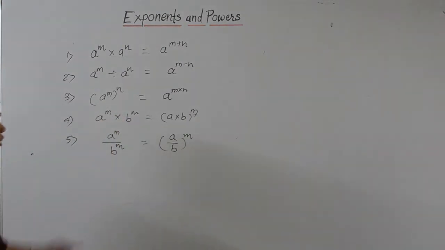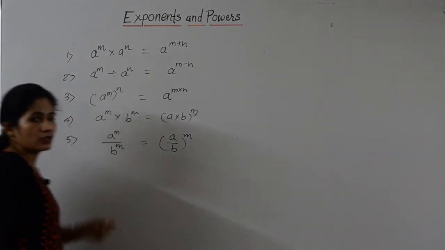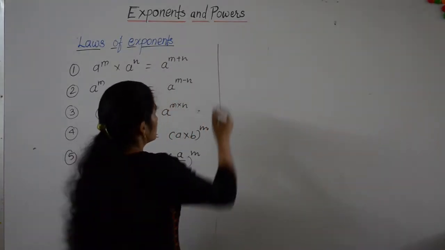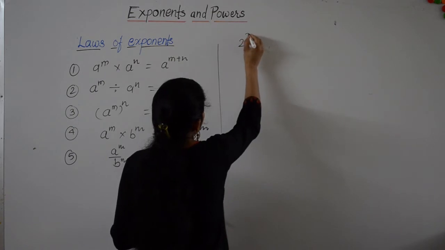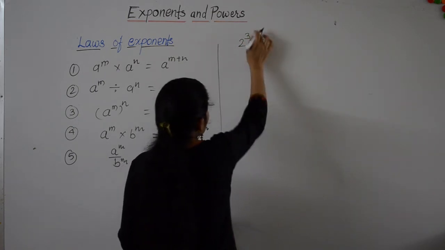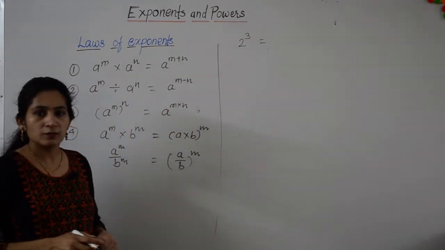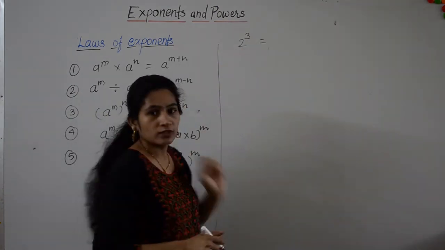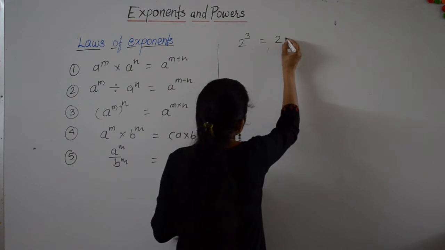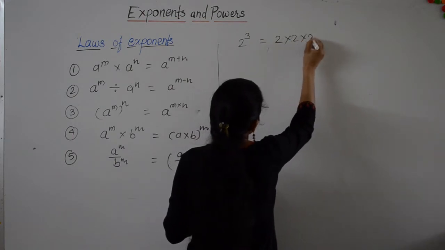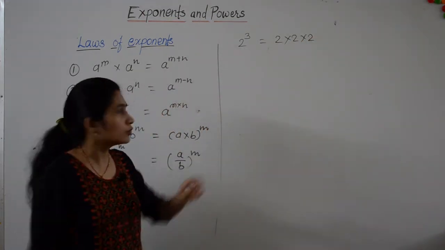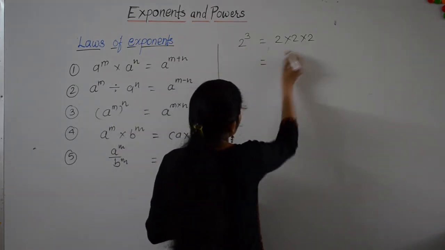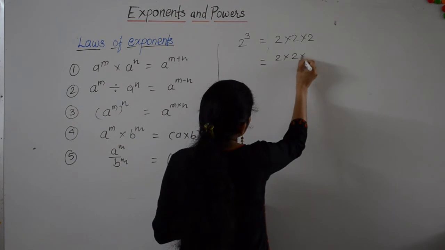So these are the laws of exponents which you have already learned in previous class. Let's take a number in exponential form, 2 raised to power 3. Now what do you mean by 2 raised to power 3? It means that you have to multiply 2 three times, which is 2 into 2 into 2. Now this 2 into 2 into 2 is 2 cube. Okay. Now what if I divide this 2 into 2 into 2 by 2?